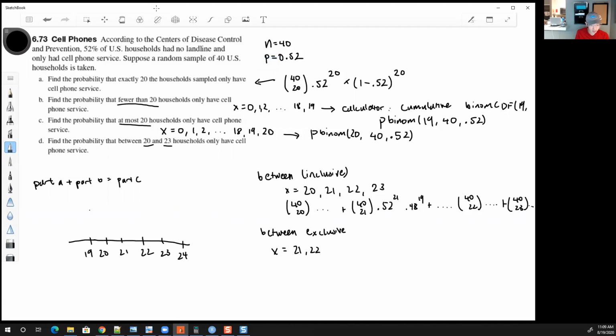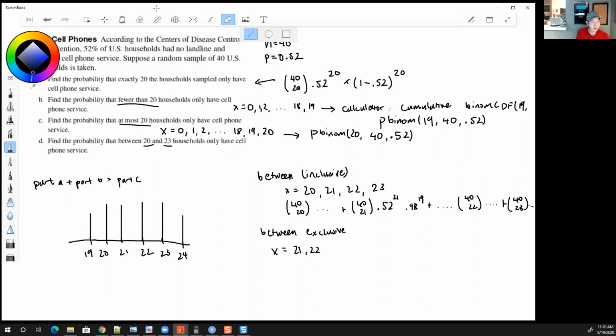Okay, so the binomial CDF is technically like these lines. I don't know how tall these lines are, but let's just say we've got these lines, and we want the height of these ones. If we're doing inclusive, we want these ones. And if we're doing exclusive, we only want 21 and 22. So let's say we're doing this.